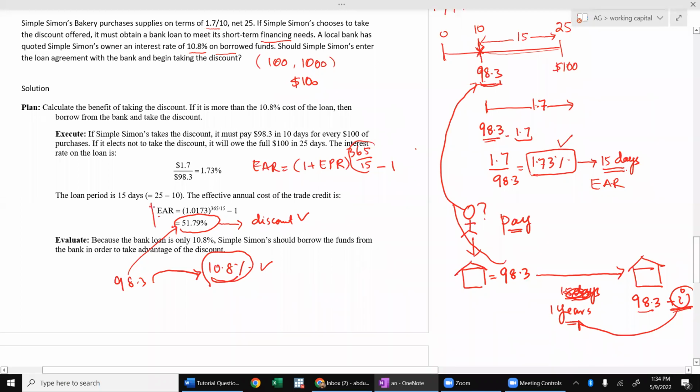This is the return from the discount, and this is the rate that the bank is willing to charge you on 98.3. Okay, so it's a very simple case. You just need to do two things. Whatever the discount is, you subtract the discount, you write 98.3, and you write the total payment. Simply take the difference, 1.7 divided by 98.3, you will get the answer, and then you need to convert it into the effective annual rate. Simple.